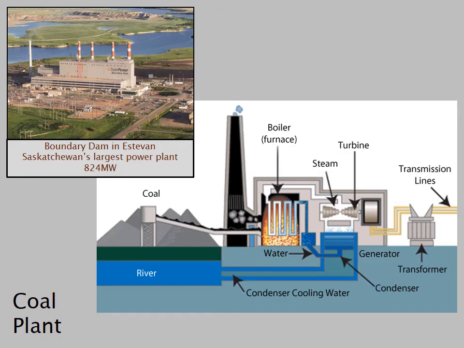Next are coal plants. This is a picture of Boundary Dam in Estevan. It's the largest power plant in Saskatchewan at 824 megawatts. Continuously, there are trucks pulling up to the power plant that are loaded with coal. That coal gets dumped into the plant, gets crushed into a fine powder. It then gets mixed with air and gets blown into a giant fire. So that fire is continuously going and spinning around.